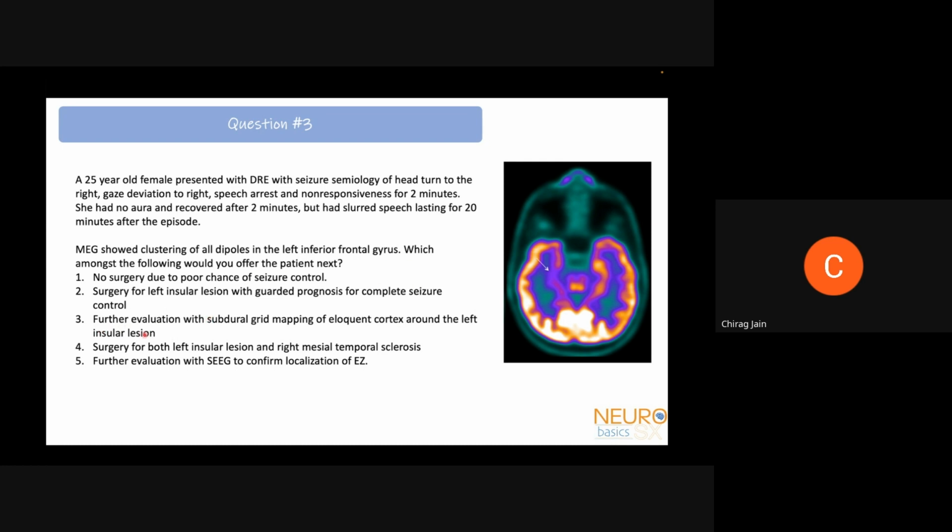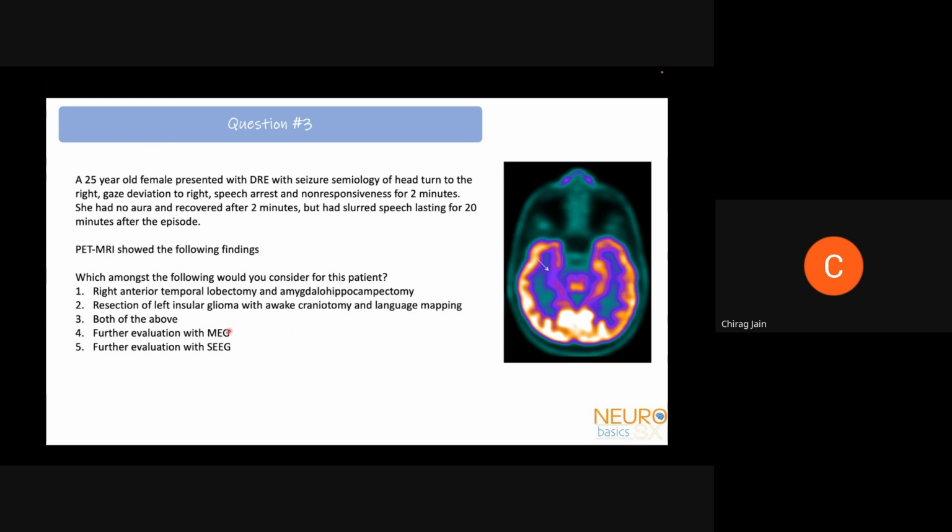Now, somebody asked in the previous example, if MEG was not there, which it is not in a lot of centers, could you go ahead with stereo EEG? Yes, you can definitely go with stereo EEG in cases where you do not have techniques like MEG.